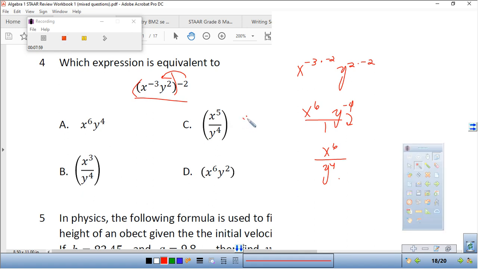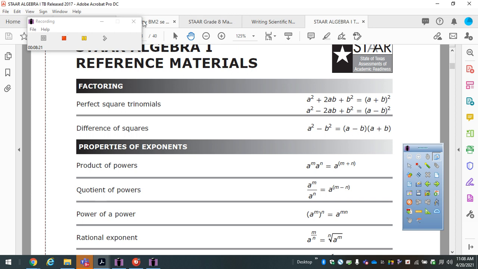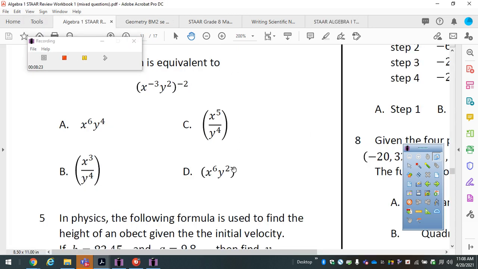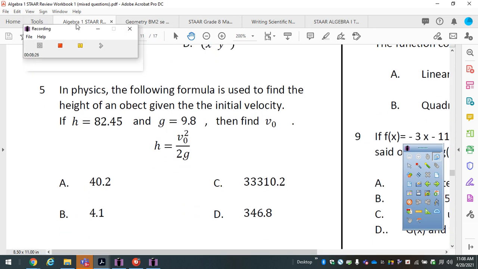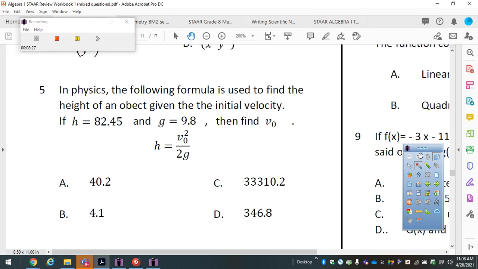A, B, C, D, E. X to the 6, y to the 4th. Oh, sorry, x to the 6 over y to the 4th. And did I do something wrong? Negative times positive is negative, which goes to the bottom. Negative times negative is a positive, stays on top. Yeah, we're right, they're wrong, okay? This is just algebra. Basically, that's it.